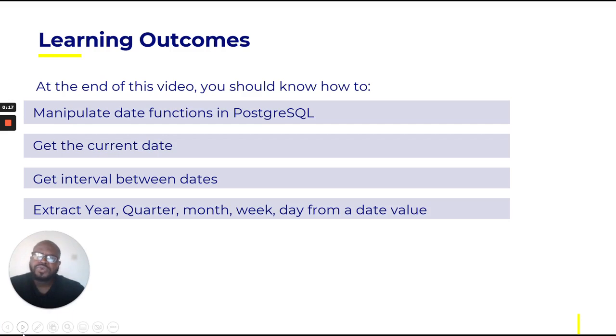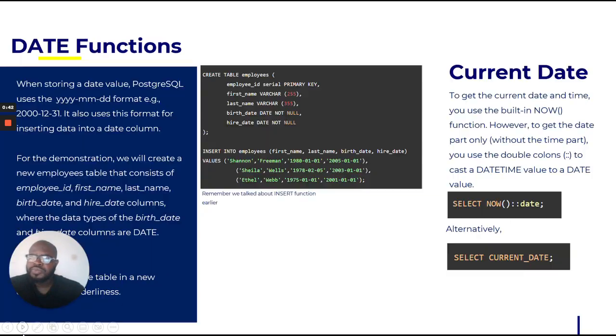At the end of this video, we would have learned how to manipulate date functions in Postgres. We will learn how to get the current date and the date as of today. We'll learn how to get the interval between dates, how to calculate a certain time period, and we'll also learn how to extract certain time periods from a date value. So let's jump right into date functions.